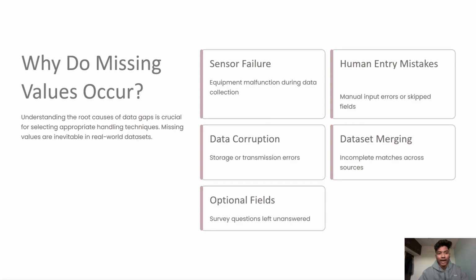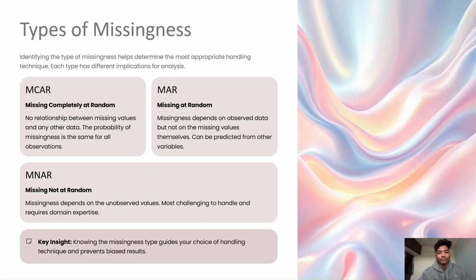Now let's discuss the types of missingness. Before choosing a technique, we must know what type of missingness we are dealing with. MCAR, missing completely at random: no pattern, data is missing purely by chance. MAR, missing at random: missingness depends on other observed variables. Example, income missing more often for people with low education.